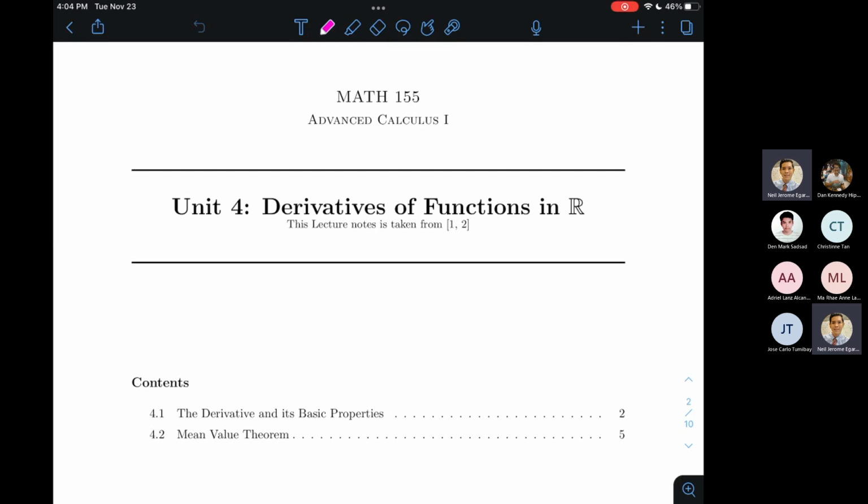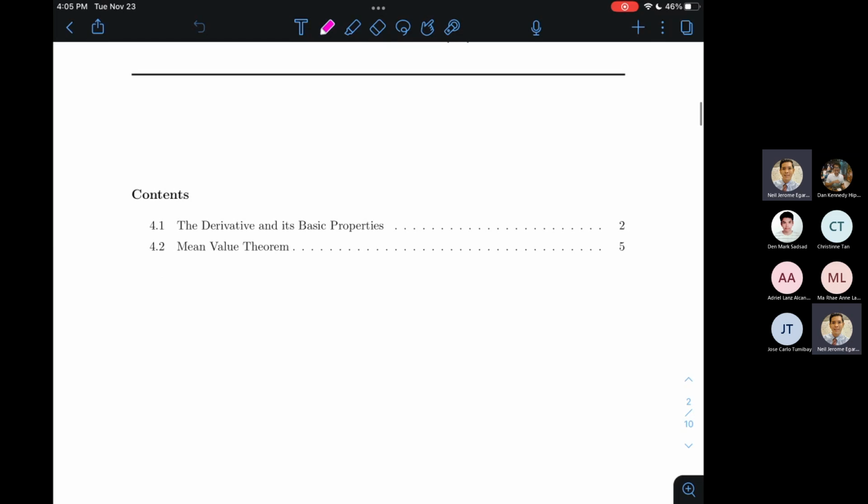So you will see here that Unit 4 only has 2 sections, 4.1 and 4.2, so mabilisan lang talaga to. I expect I can finish this on Friday, within the week. And then we can start with integrals next week. So tapos yun na yung magiging coverage ng panghuli nating problem set. So it's going to be Unit 4 and Unit 5 for problem set number 4.